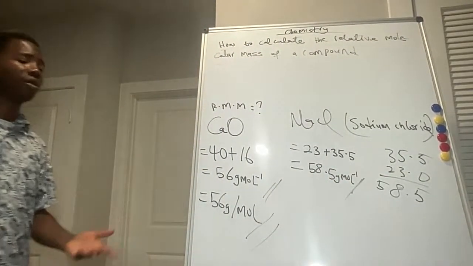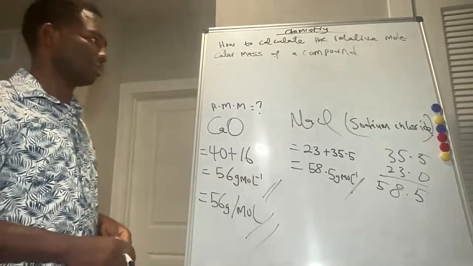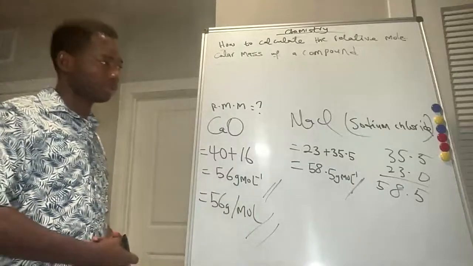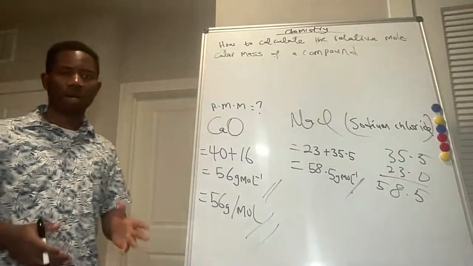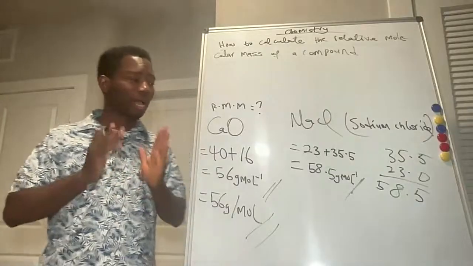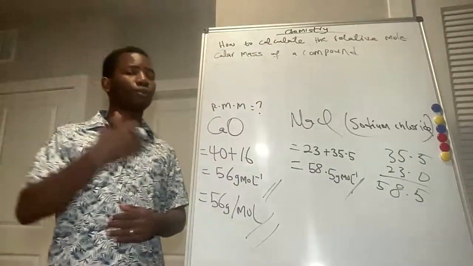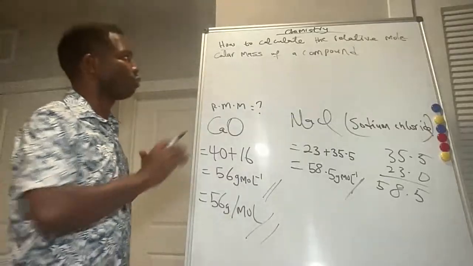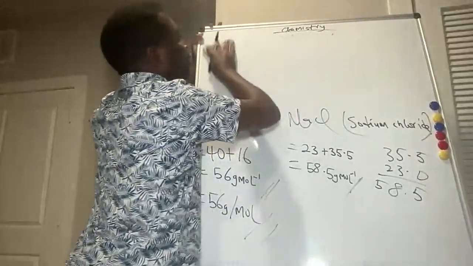This is how you can calculate the relative molecular mass of a compound. Now, I am sure that in this our class, we can calculate the relative molecular mass of a compound. Now, let's proceed to percentage composition: how to calculate the percentage composition of an element in a compound.